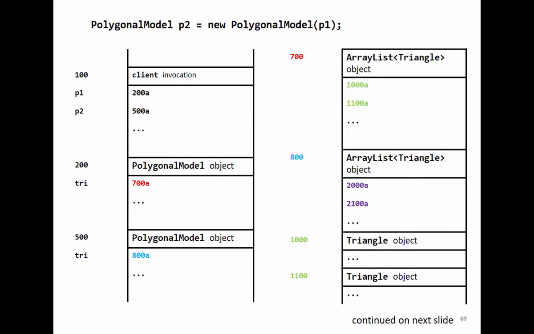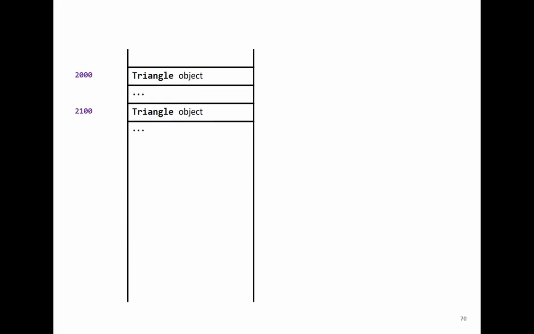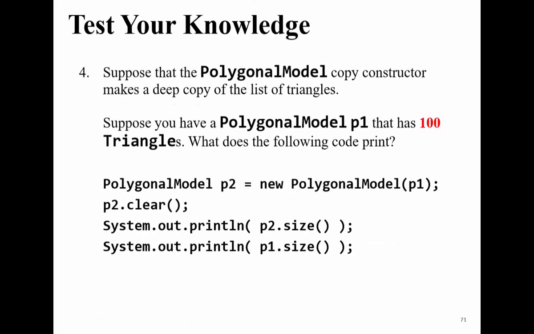This is an example of the memory layout. You have P1, P2 at addresses 200 and 500, and we have two array lists at addresses 700 and 800. Look at address 700. You have triangle objects at 1000 and 1100, and at 800 you have a new list. We have addresses 2000 and 2100. The memory is continued on the next page, where you will have two triangles at addresses 2000 and 2100. So you create a new array list and you create new objects inside the array list. That is what we call a deep copy.